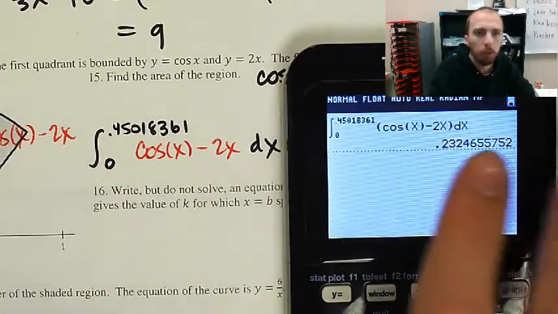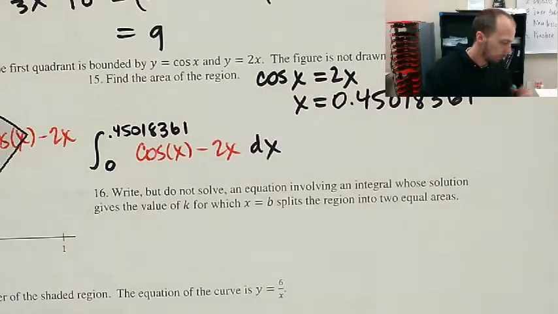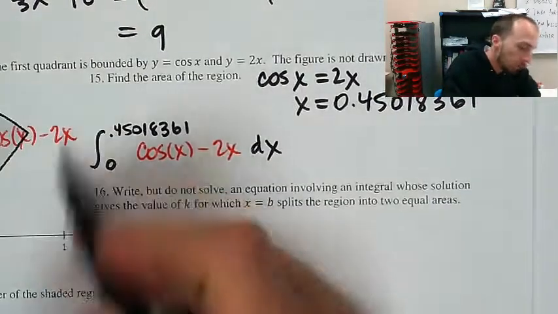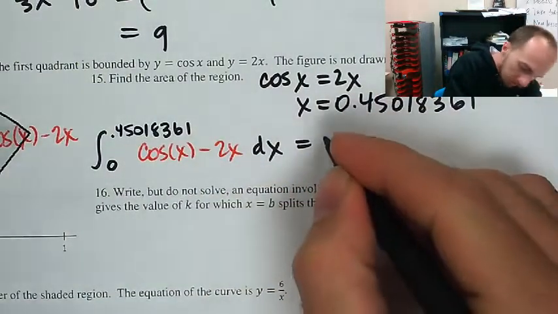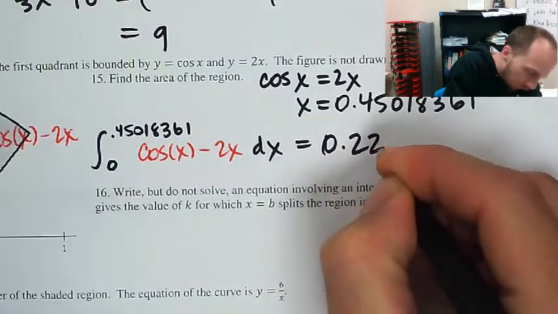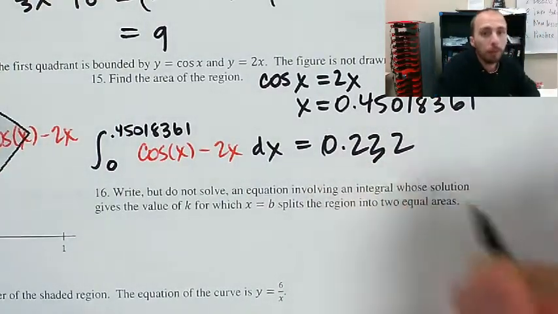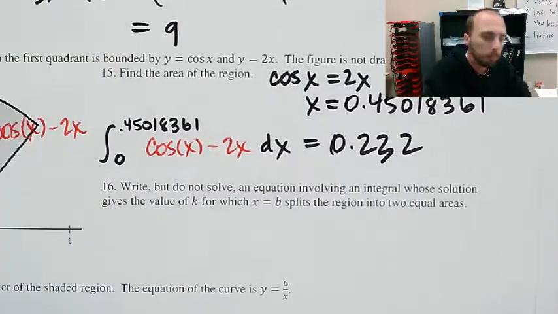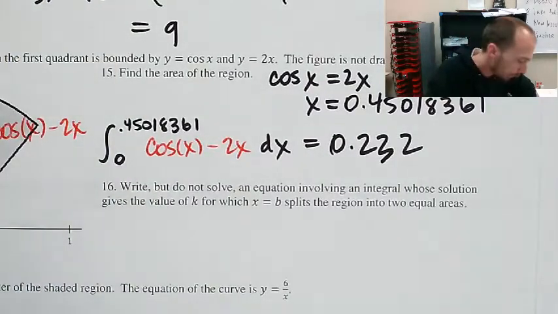I get 0.232. Okay, sure, that looks possibly reasonable. It wasn't really drawn to scale, but it's definitely less than 1, right? That's what we need. 0.232. I did round that to 3 decimals because that's the number that I've been tasked with finding in the first place, the area of the region. Okay. That's something that we can round to 3 decimals.